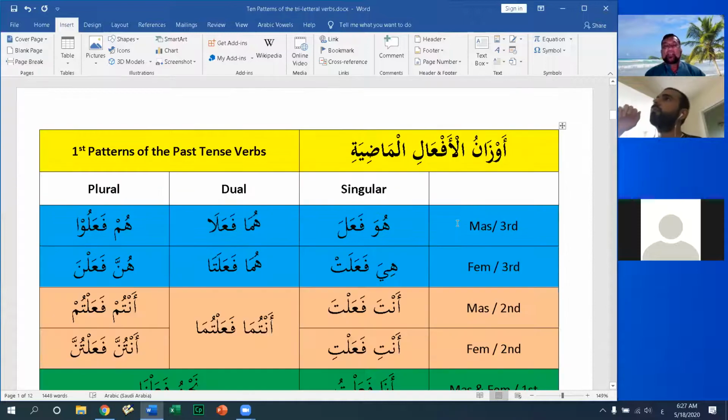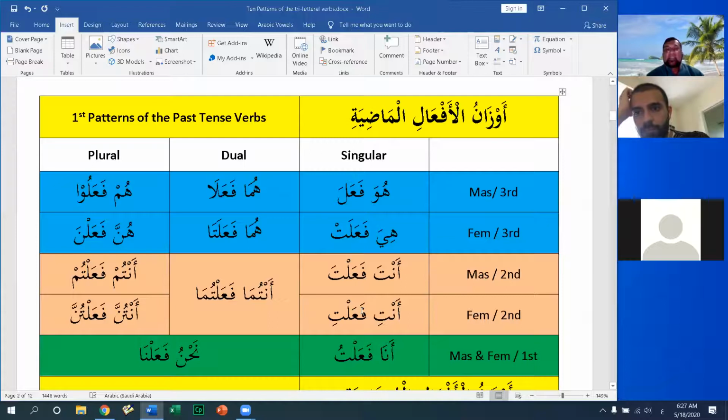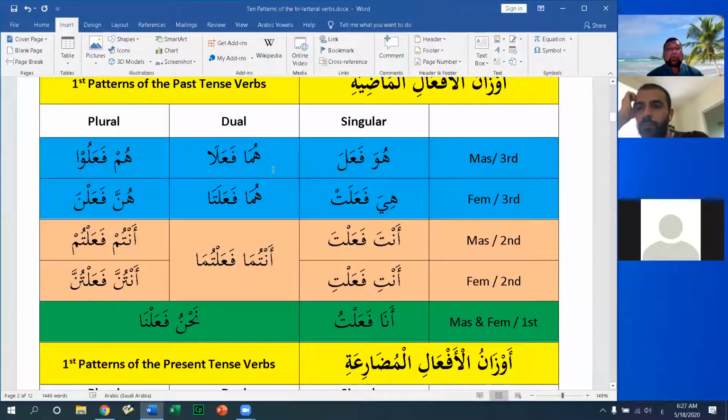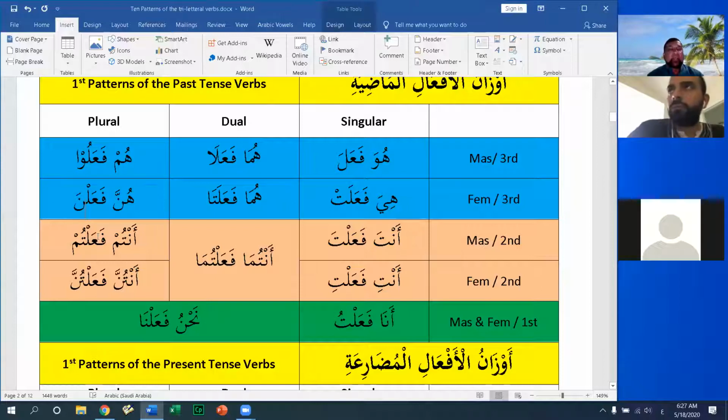Then we move on to how they're conjugated. So this we did already, the first one. So now here I have 10 pages, each page with the pattern for each of those verbs. We have هو فعل, هي فعلت, أنت فعلت, أنت فعلتِ, أنا فعلت, هما فعلا, هما فعلتا, أنتما فعلتما, both for masculine and feminine. نحن فعلنا for dual and plural. هم فعلوا, هن فعلن, أنتم فعلتم, أنتن فعلتن.